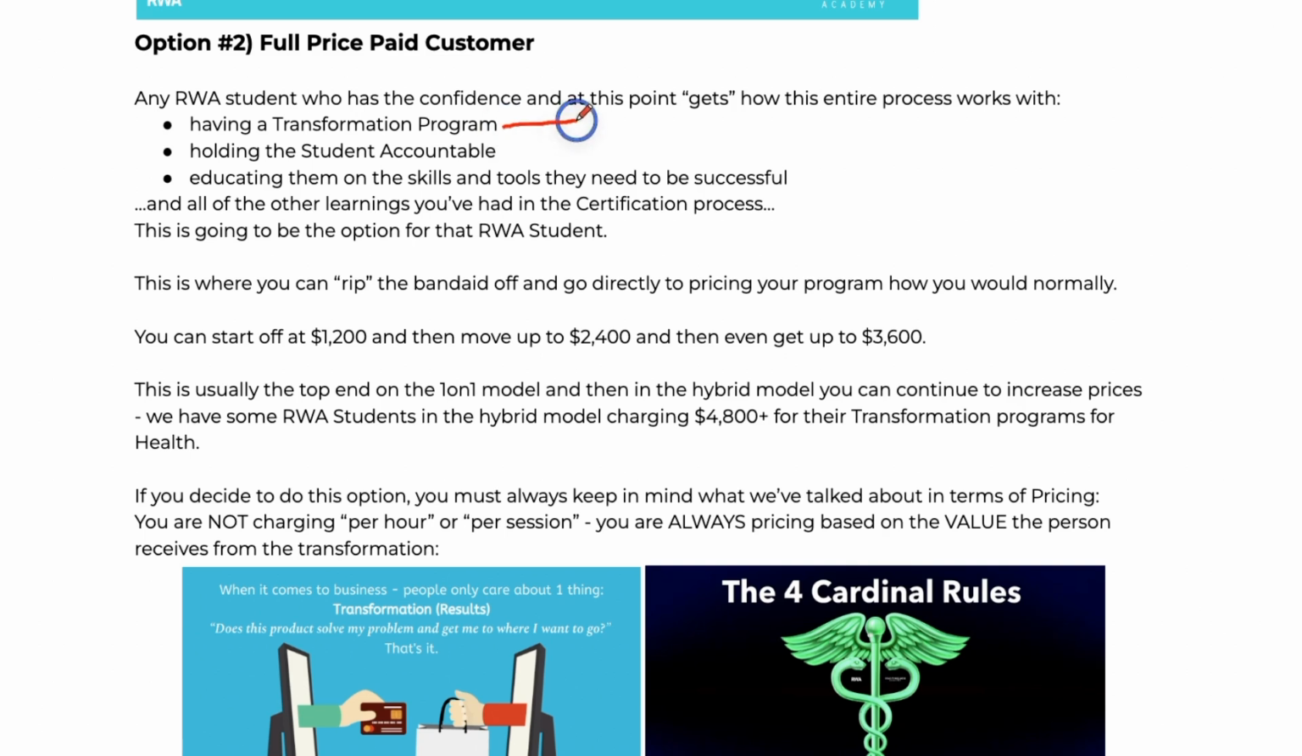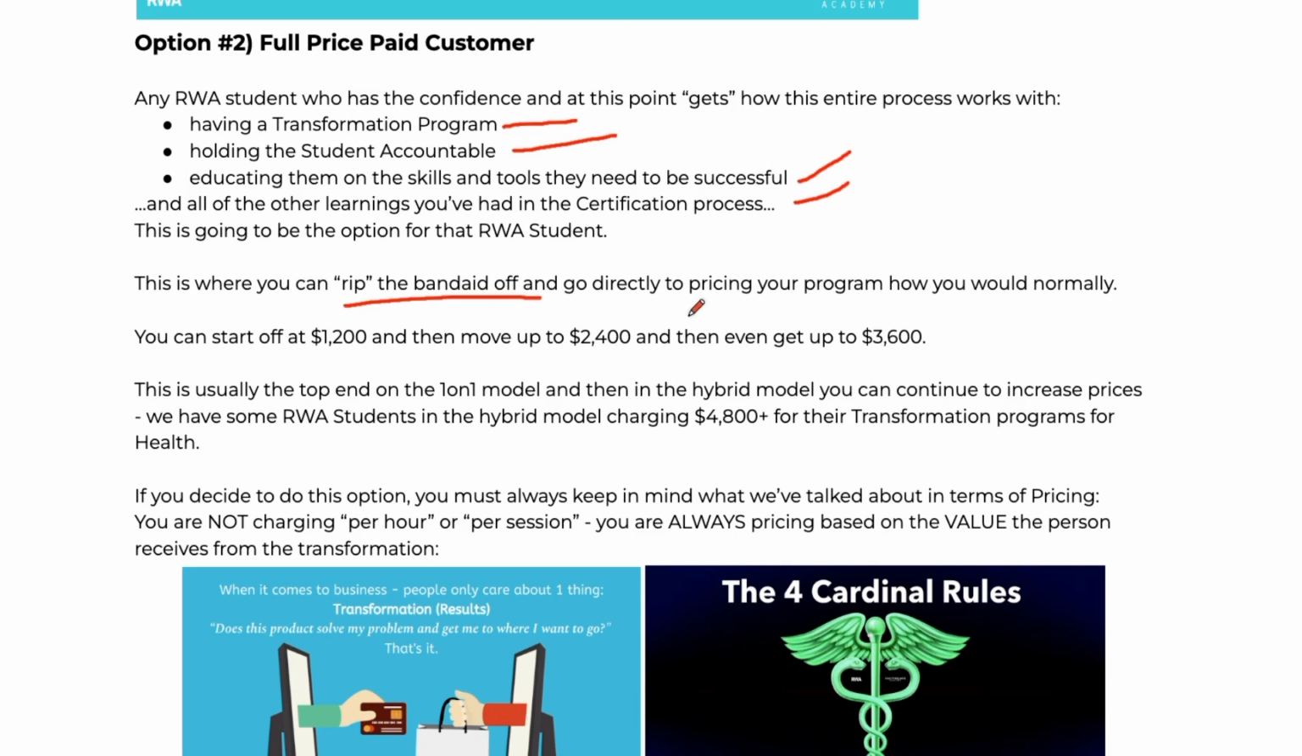I have a transformation program. I hold a student accountable. I educate them on the skills and tools that they need in order to be successful in their transformation, and all of the other learnings that you have had inside of the certification process. Then this option is for that RWA student. This is where you can rip the band-aid off and go directly to pricing your program how you would normally do so.